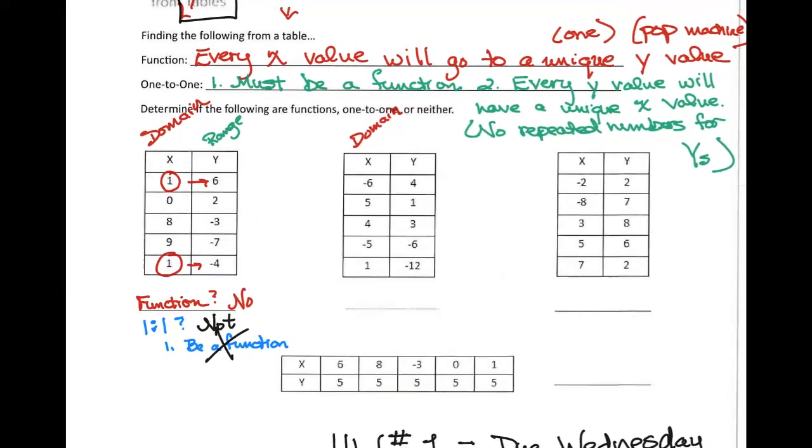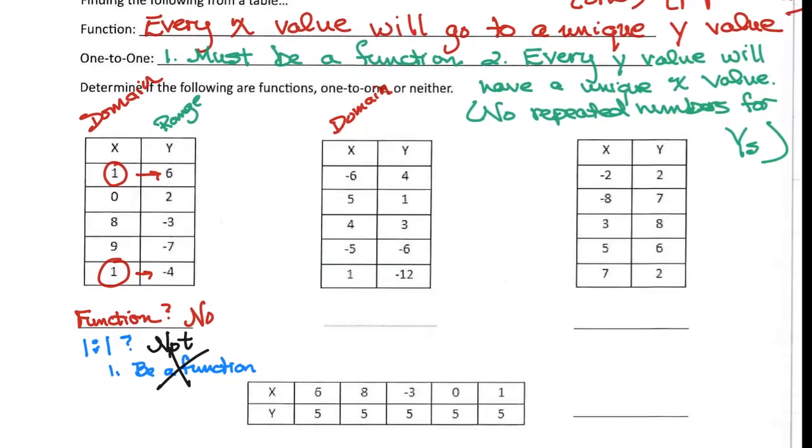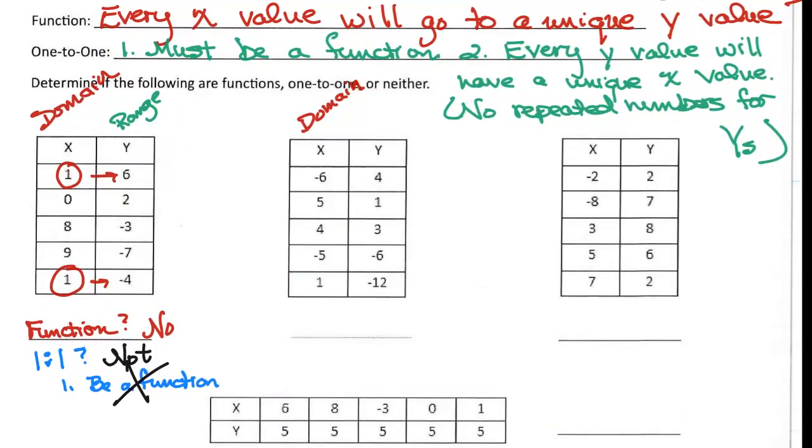All right. Talking about tables, here we're talking about x and y values. The domain is your x values. Those x values, specifically, if they asked for the domain, we would write them out like this. We would say -6, 5, 4, -5, and 1. We would list them individually, okay?